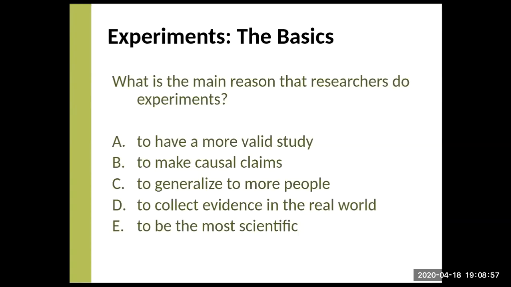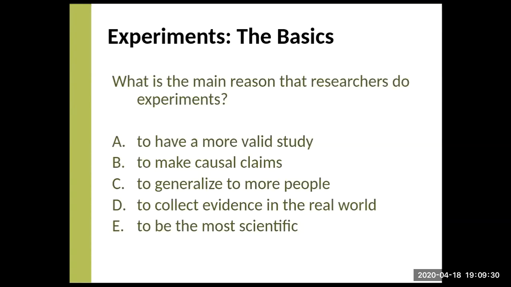To be the most scientific, we're already trying to be as scientific as we can. So the only ones that really work here the best are B, to make causal claims, because that's what we do with experiments, to say one thing causes the other, or D, to collect evidence in the real world. Well, if we're thinking about this like a researcher, right, put on your research hats, we know a lot of times that experiments are done in a fake setting, which doesn't always apply to the real world.